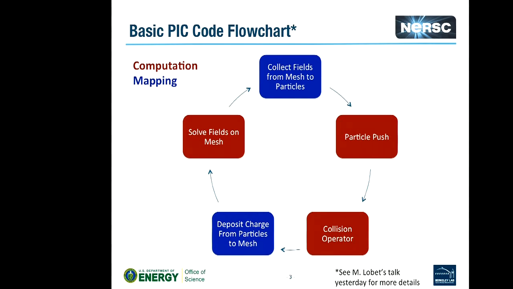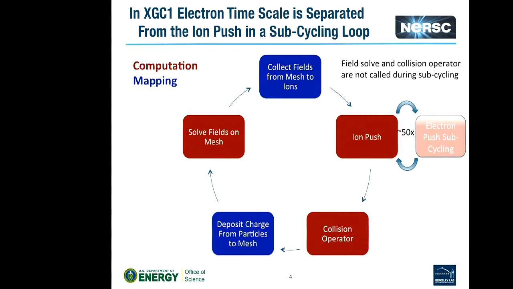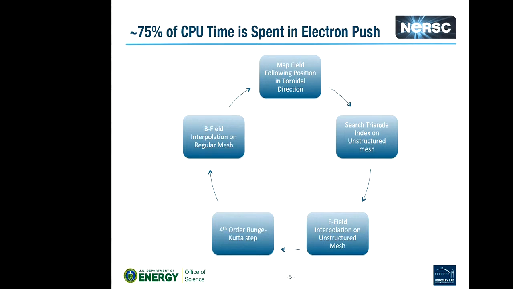What's a bit unique about XGC1 is that the ion and electron scales are separated, such that there is this electron subcycling loop inside the ion push that goes around about 50 times per ion time step, and you're just pushing the electrons. You're not doing collisions, you're not doing field solves, you're just moving your electrons. That is almost embarrassingly parallel, but it ends up taking most of our CPU time. So this is what we're focusing on optimizing.